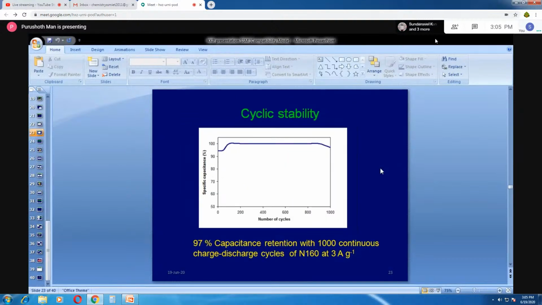And cyclic stability is a much more important thing, because this will decide whether your material will make a commercial impact or not. So in our system, it retains 97% of the capacitance up to 1000 continuous cycles at a rate of 3 ampere per gram. So this is also a good result for cyclic stability.